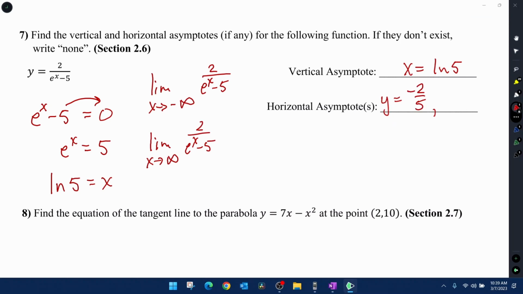And then as x goes to +infinity, wouldn't that make e to the x infinitely large? In fact, it's going to get so big that eventually subtracting 5 from it is going to be insignificant, right? Okay. So here the denominator is going to go to infinity, but the numerator is going to stay the same. So what is that overall fraction going to approach? 0. And that's going to be my other horizontal asymptote.